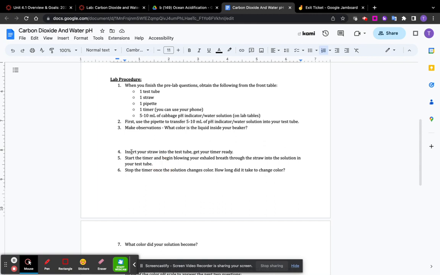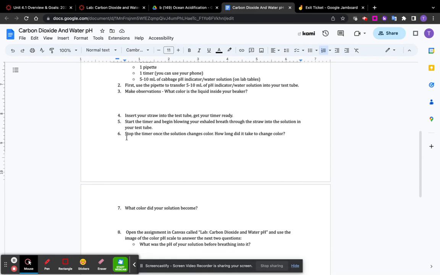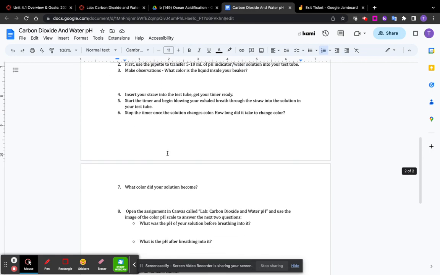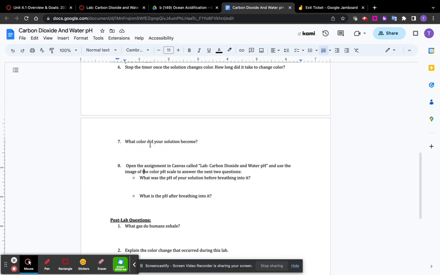Use a partner. This lab is really good with a partner to help you watch the water solution for when it changes color. And really keep going until it really changes color, so it's totally different than what it was in the beginning. All right. And once it does change, stop the timer and record some of your observations. The rest of this is just, you know, lab questions.